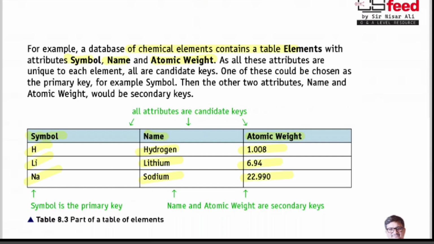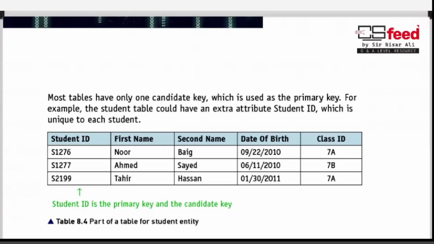So you can see that all the fields contain unique data. So this makes all the fields candidate keys. So all of them are eligible to become the primary key. So this is how we define the candidate keys. I'm sure this point is clear.